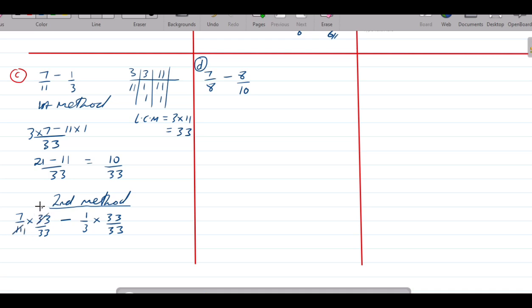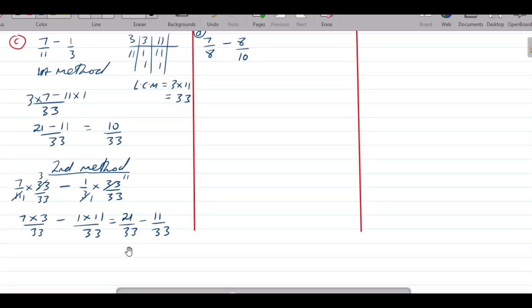11 here 1, 11 here is 3. 3 here 1, 3 here is 11. So I'm left with 7 times 3 over 33 minus 1 times 11 over 33. So we can proceed. 7 times 3 will give me 21 over 33 minus 1 times 11 will give me 11 over 33. Now that my denominators are the same, all I need to do is just to subtract directly. So I'll be having 21 minus 11 over 33. And that will give me 10 over 33, which is still the same thing as the answer we got earlier.